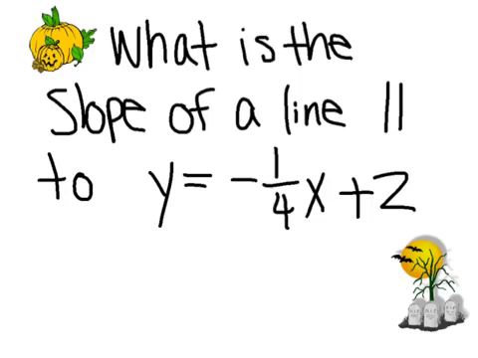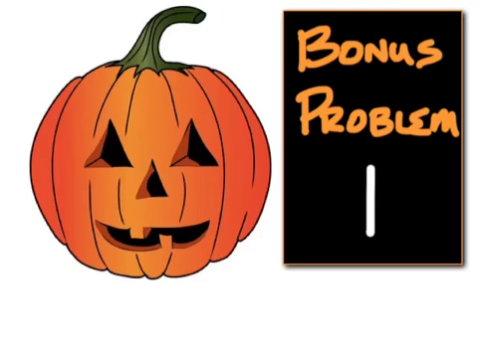Okay, practice problem number 1. The slope of a line parallel to y equals negative 4x plus 2. If it's parallel, it's going to have the same slope, so our answer is negative 1/4.